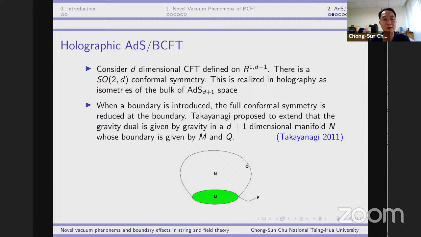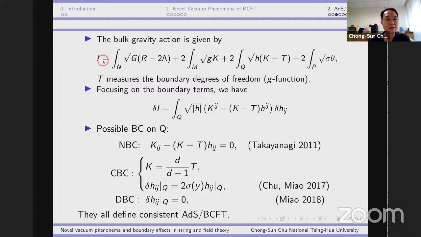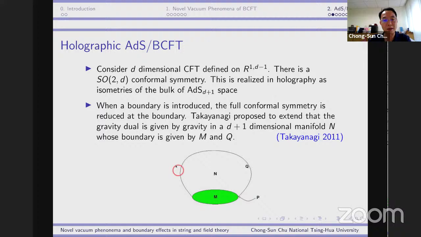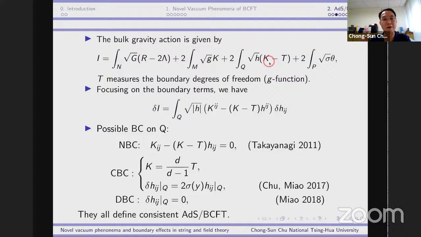So the question then is how to determine the surface Q. And it's not very difficult. You start with the standard AdS/CFT dictionary. So you have a bulk action with a cosmological constant, two Lambda. And then because you have a boundary, M is the boundary at the bottom, and Q is another boundary, a new boundary in the bulk. So we have to include two Gibbons-Hawking boundary terms, these two K terms. Then Takayanagi also proposed you can include a mass term on Q. Q is like a brane, so you can call it an end-of-the-world brane, and this brane has a tension, T. This T can be shown, as Tadashi showed, to measure the boundary degrees of freedom of the boundary conformal field theory, in the form of a g function.